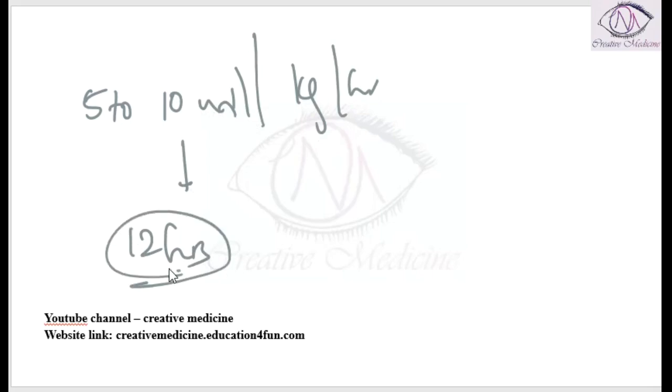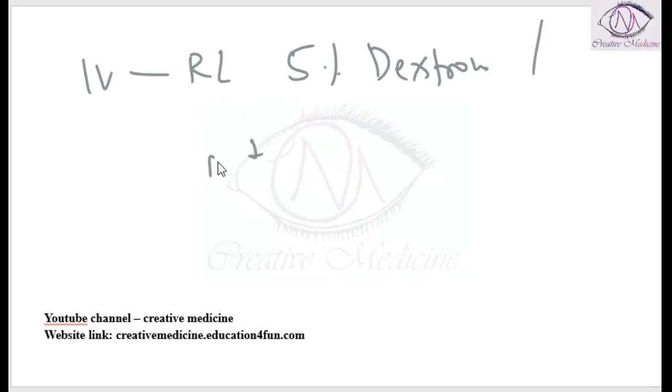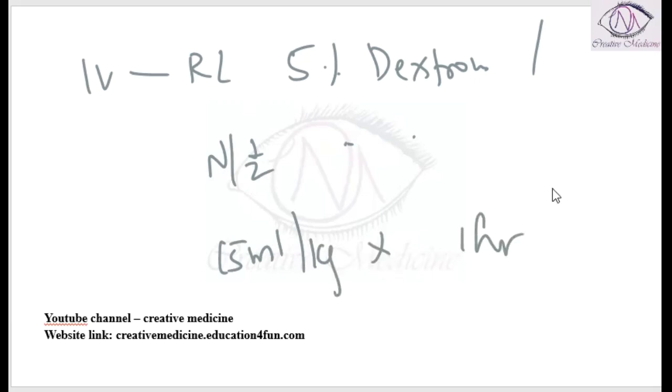Then intravenous fluids. In intravenous fluids, you can give ringer lactate in 5% dextrose or N by 2 in 5% dextrose. You can use 15 ml per kg over 1 hour. Ringer lactate in 5% dextrose is the preferred one, or you can also give N by 2 normal saline in 5% dextrose, 15 ml per kg over 1 hour, and then reassess the condition.